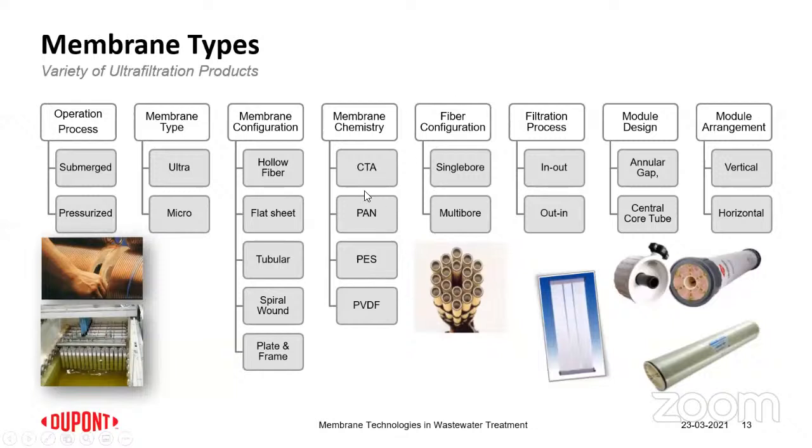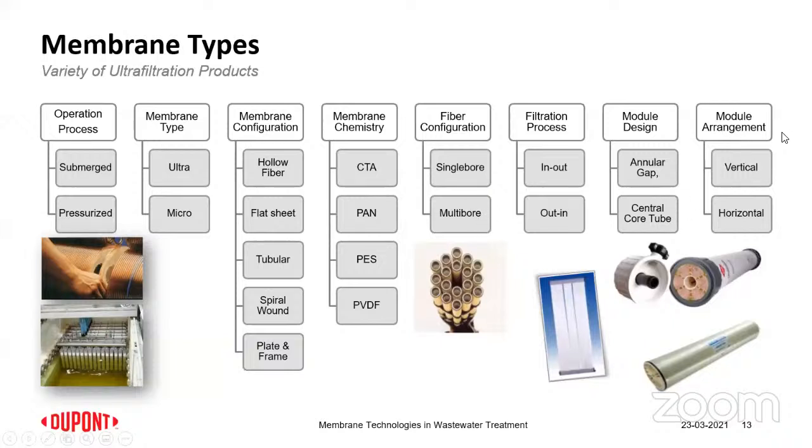In the case of membrane chemistry, the old ones were cellulose acetate, then polyacrylonitrile. They had their own disadvantages. They do exist, but are not the majority of applications. PES and PVDF form a very large space. They have their own advantages and disadvantages, but they are existing in water and wastewater treatment. They can be operated in out-in and in-out configurations, and the fibers are also available in single capillary and multi capillary arrangements.